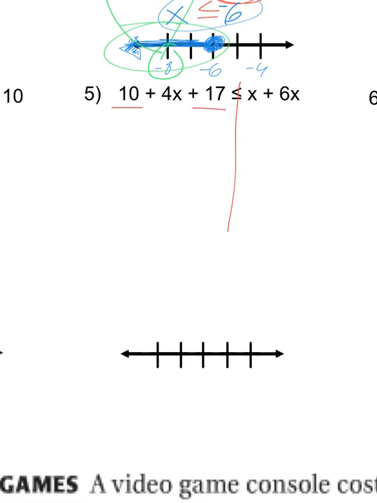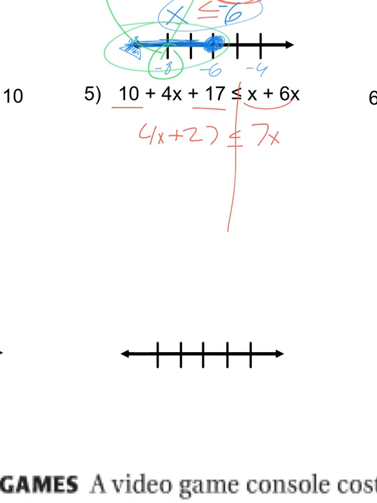Take a look over here. I've got 2 constants that I can put together. 10 and 17 gives me 27, so 4x plus 27 is less than or equal to. And on the right side, I can put together x and 6x, which gives me 7x. So now I put a couple things together. Now I got to get the variable on one side.